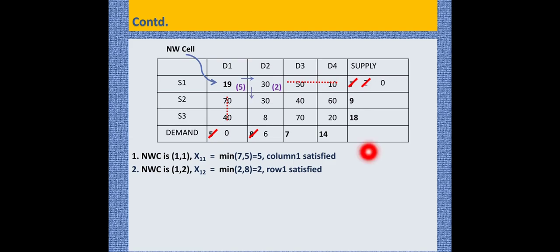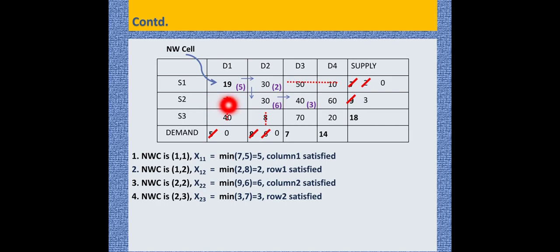So the next northwest corner cell is this. 6 and 9 are compared, 6 is the minimum, that will be allocated here, and it will be reduced from demand and supply. So 6 minus 6 is 0, 9 minus 6 is 3. So this particular column will be struck off, so it has been struck off here. So the next northwest cell is this. 3 and 7 are compared, 3 is the minimum, that will be allocated there.